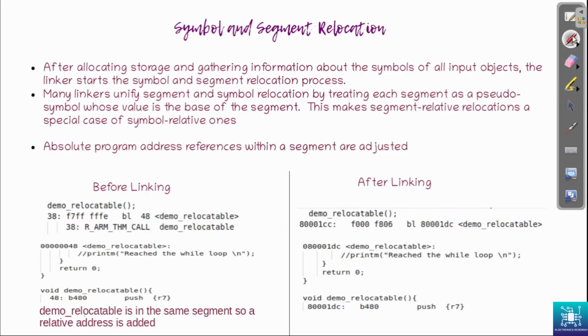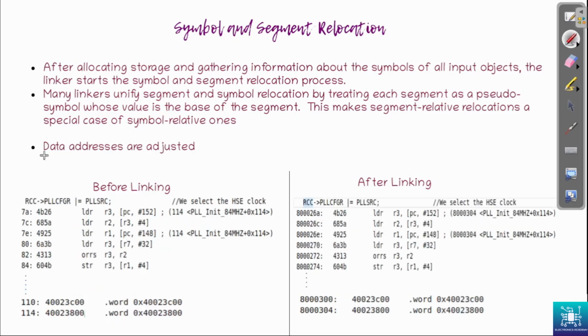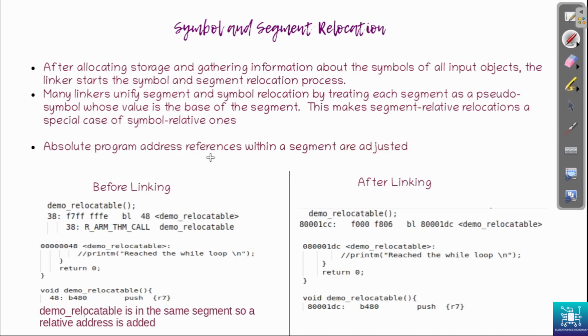Now, after allocating storage and gathering information about the symbols of all input objects, absolute program address references within a segment are adjusted. So first the data addresses are adjusted, as you can see here. So data addresses were adjusted, and then absolute program address references within a segment are adjusted.